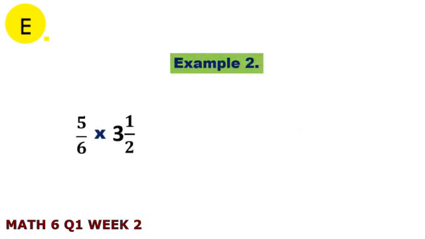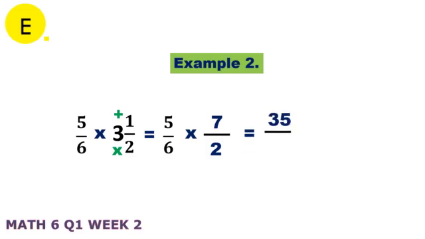Example 2. 5/6 times 3 and 1/2. Change this first into an improper fraction. How? 2 times 3 equals 6 plus 1 equals 7. Then copy denominator 2. Then let's multiply. 5 times 7 equals 35. 6 times 2 equals 12.